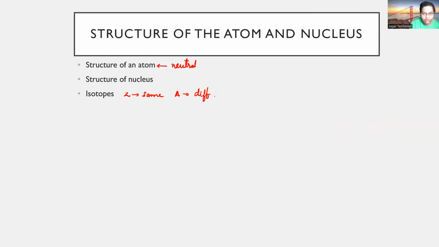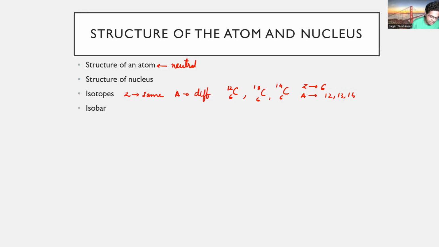So for an example of isotopes, I'll give you carbon isotopes. Then you have carbon, there is carbon 13 as well, and carbon 14. Carbon 14 is radioactive, okay? So in this particular case, you see that all of them have 6 protons, but the number of nucleons varies. So therefore, these are called isotopes.